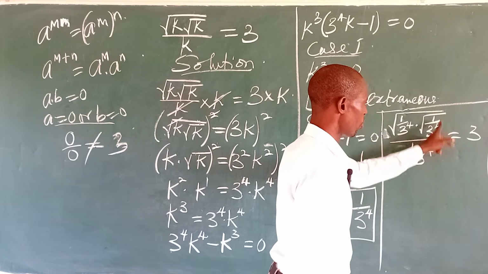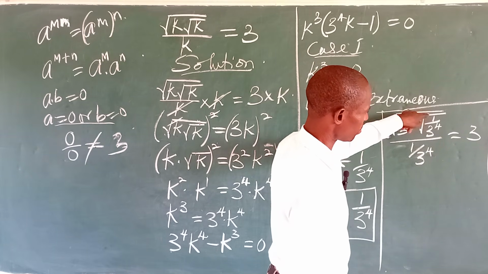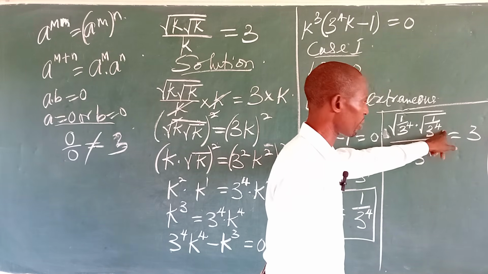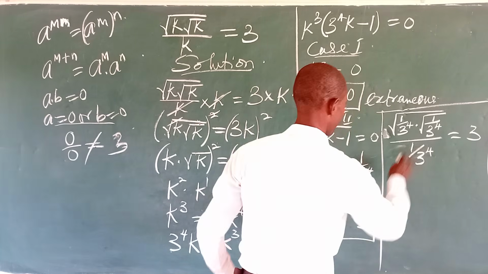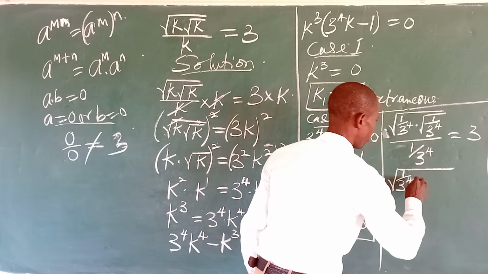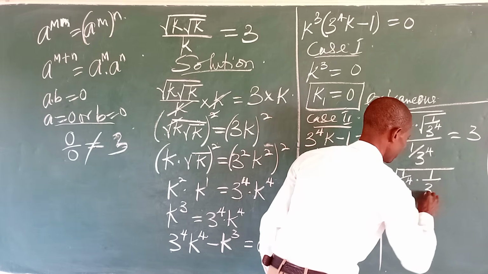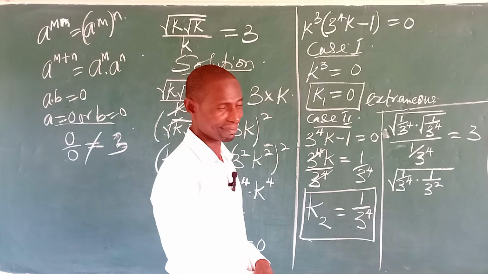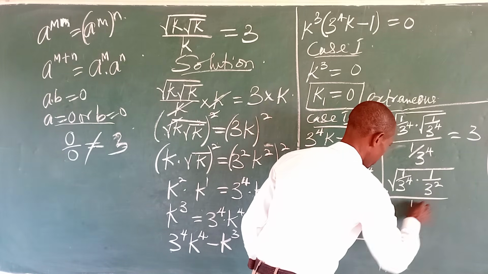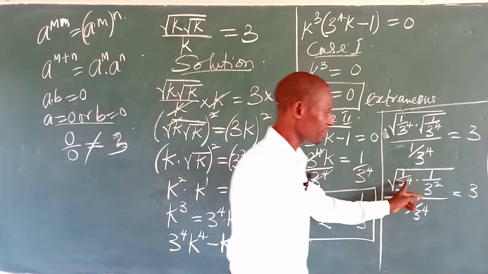If we simplify the whole of this, we can use this power to multiply this power. The square root of 1 will give us 1, and the square root of 3 to the power of 4 will give us 3 to the power of 2. And so we're going to end up having the square root of 1 all over 3 to the power of 4 times 1 all over 3 to the power of 2. You get that? All right. Then everything here all over 1 all over 3 to the power of 4, everything equal to 3.